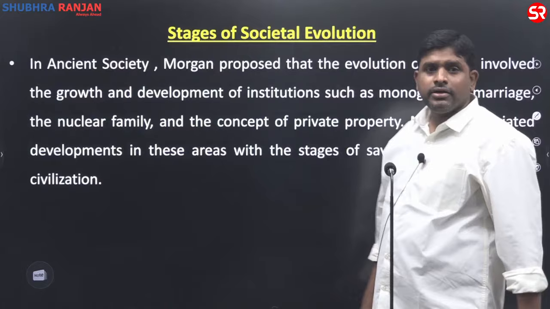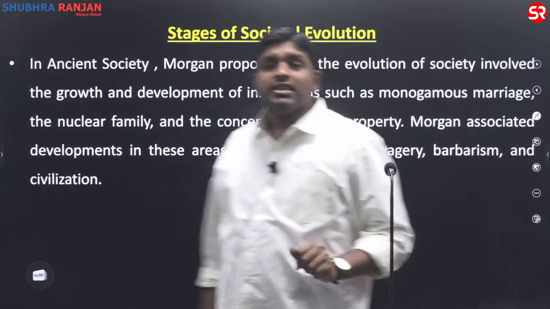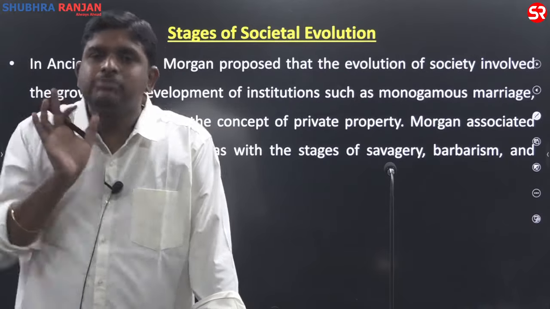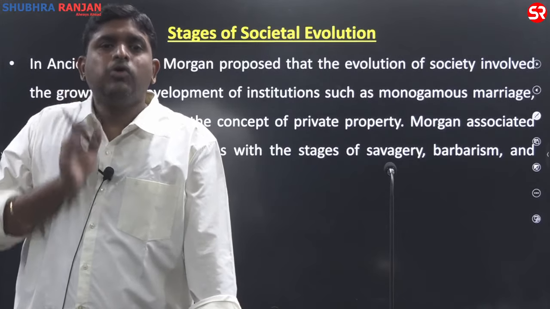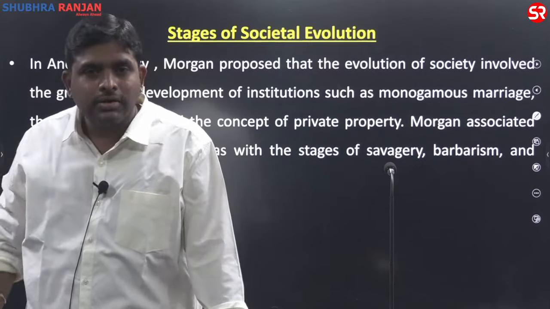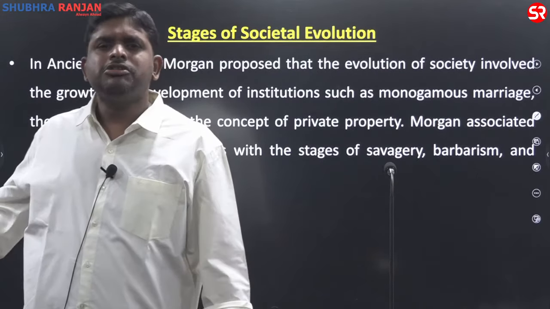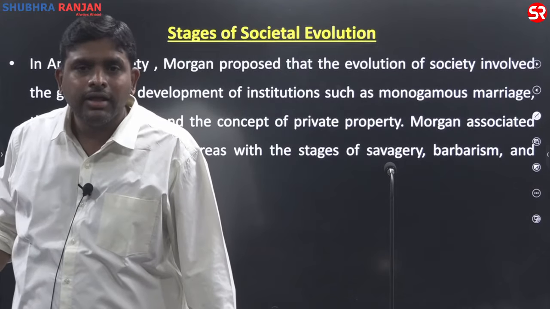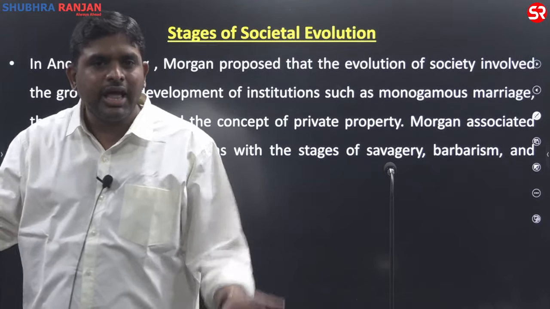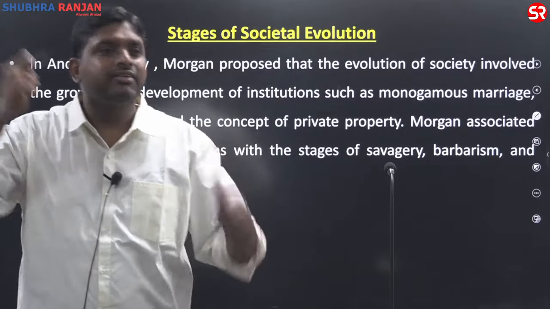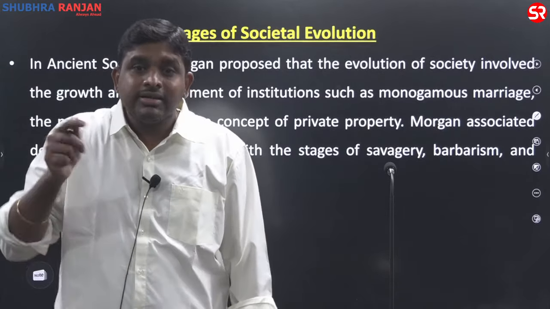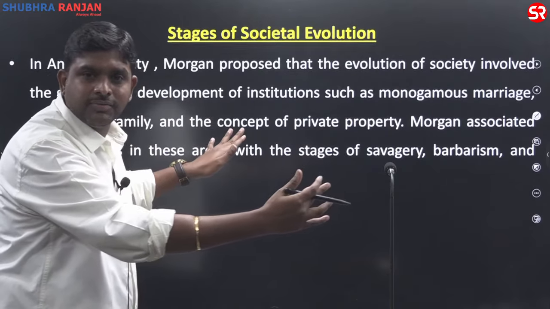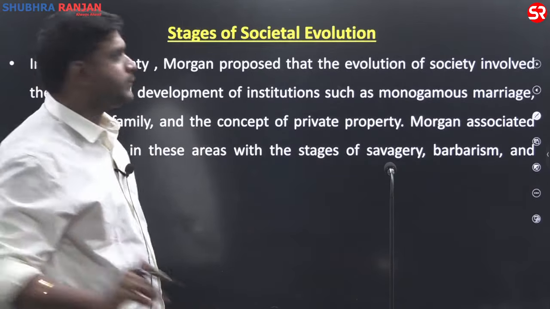In which book? People will say that in anthropology we have to remember a lot. No, the concept will be there, but we have to remember the book names. Oh, this concept he gave in this book. Like in the constitution, you say article 15 in the Indian constitution, then the answer becomes authentic. Similarly, the theory of social evolution is in the book called Ancient Society.